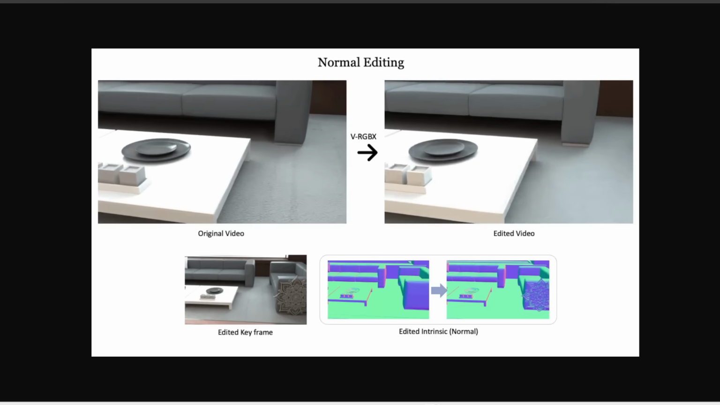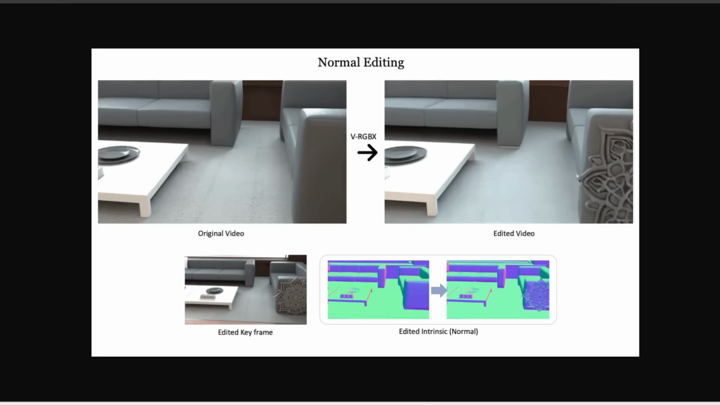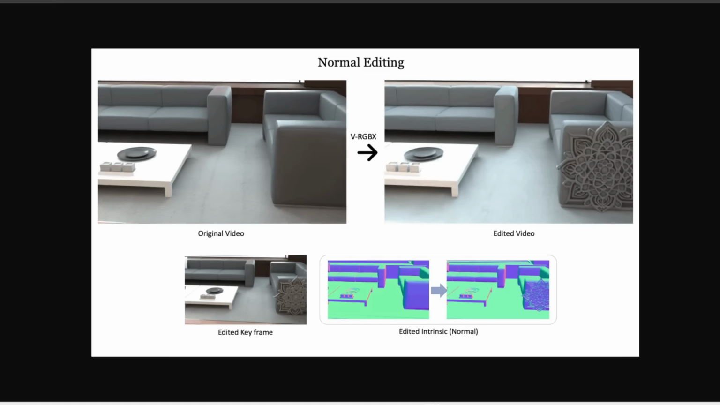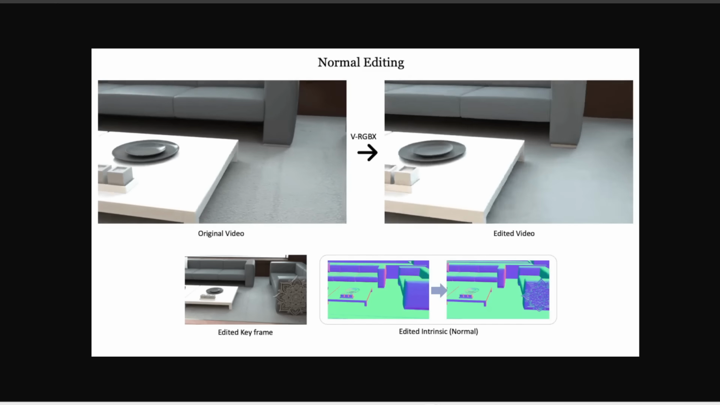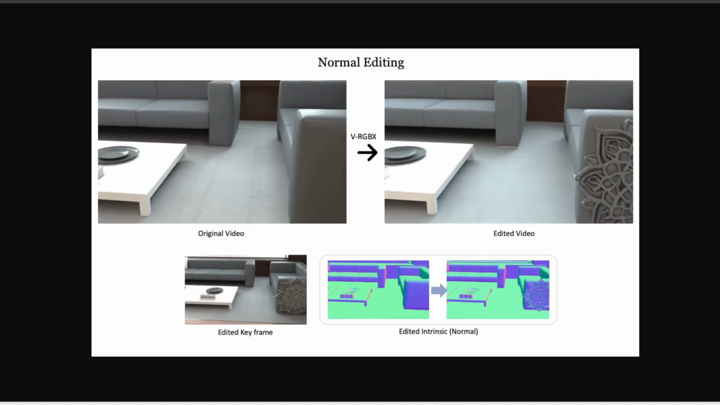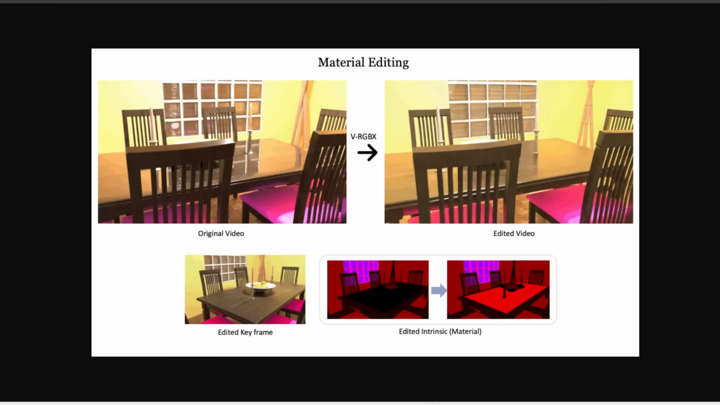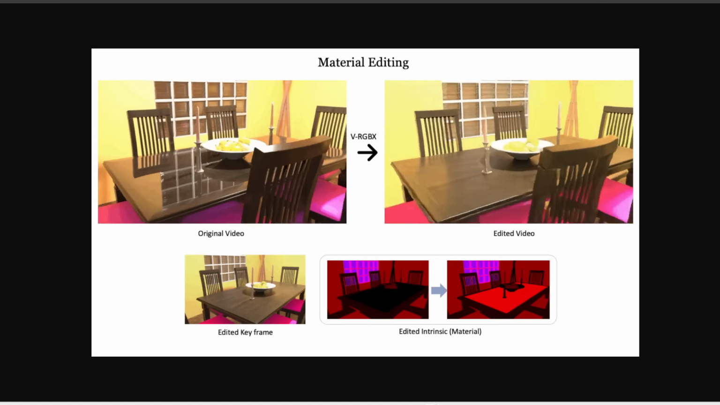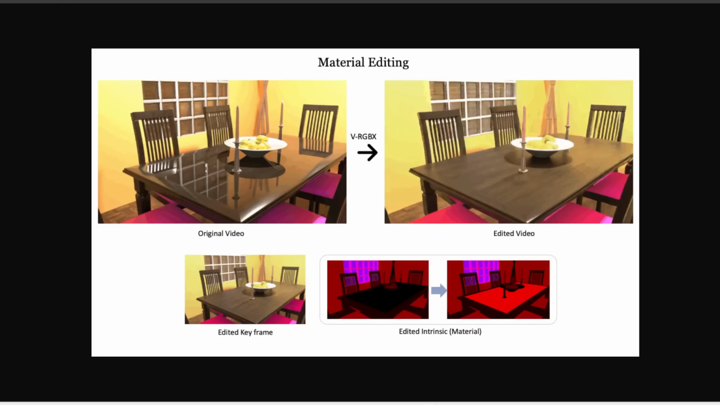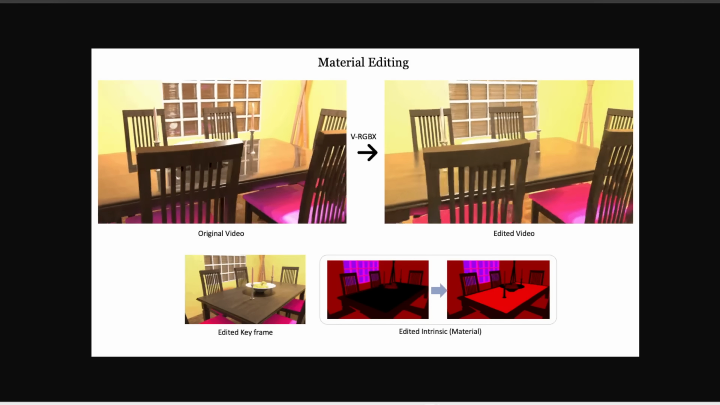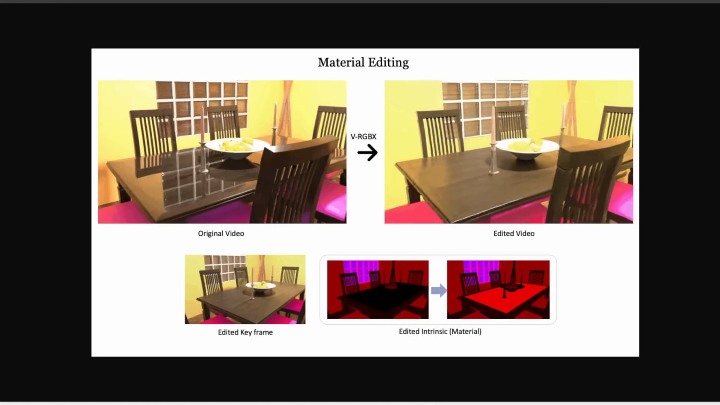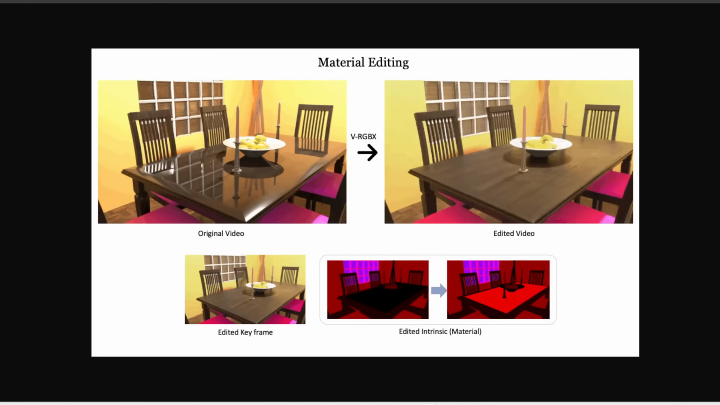Or instead of albedo, you can also edit the normal of the scene. And the normal is basically the direction of the surfaces of everything in the video. So for example, you can add this flower pattern to the side of the sofa, and it's able to match the original lighting and blend in seamlessly with the scene. Now, in addition to albedo and normal, you can also edit the material properties of anything in a video. For example, if you make it into metal, then it's more reflective, or if you make it out of wood, then it's less reflective.